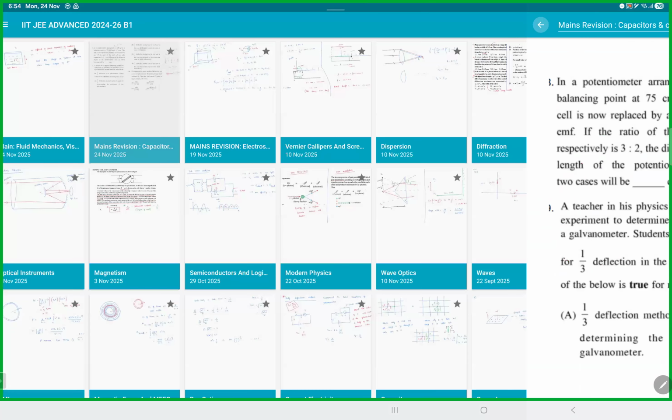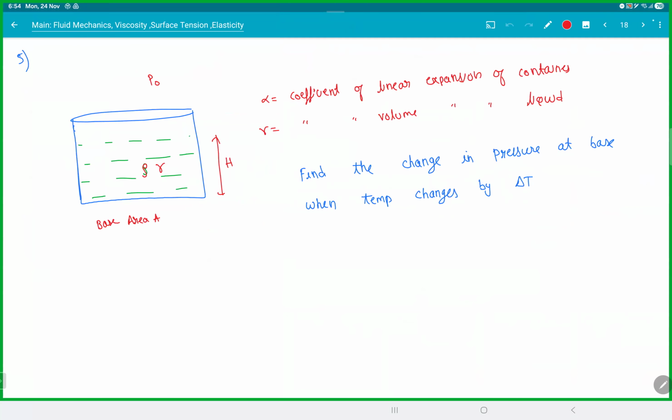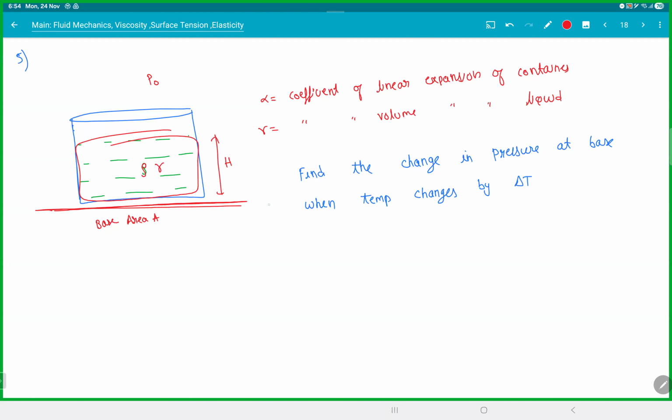That was one last thing we had pending. So what is the answer for this? It will always increase. Increase, no, decrease. The simplest way to figure out is this. Tell me one thing. What is pressure on the base? Force by area. What is the force? Mg. If you increase the temperature, will Mg change? Mg will not change. But when you increase the temperature, base area will become bigger.